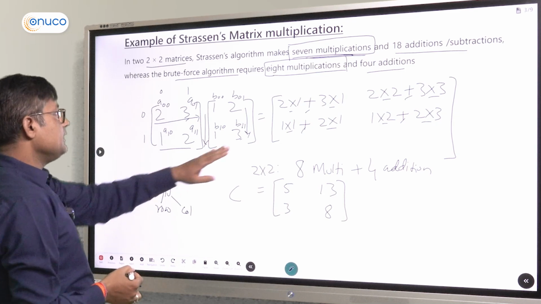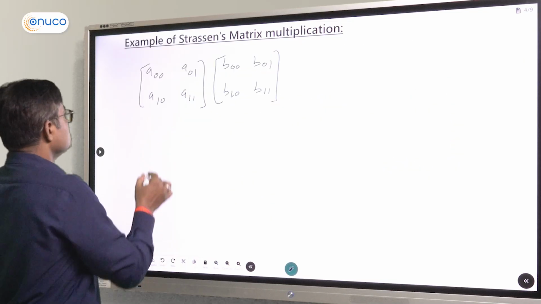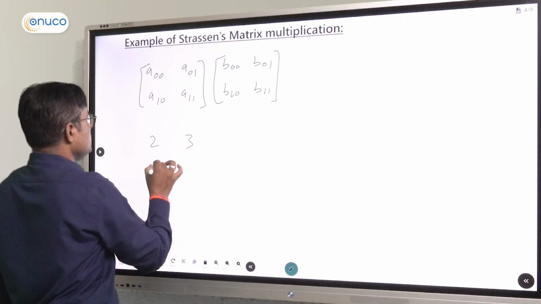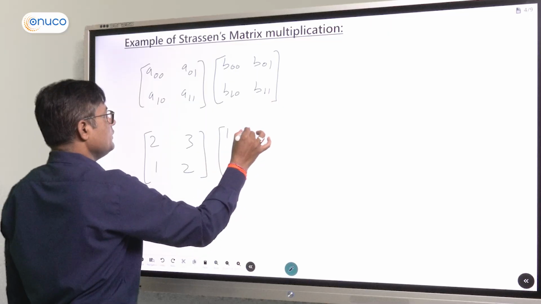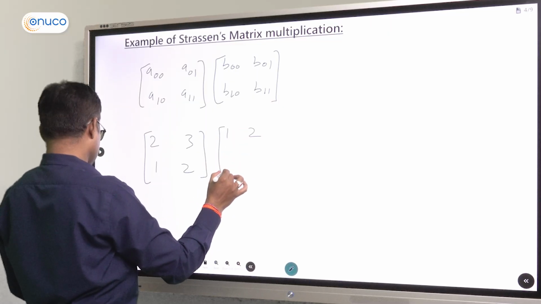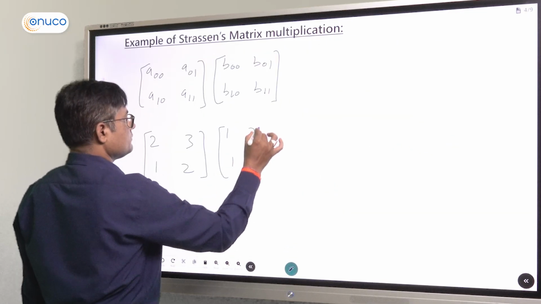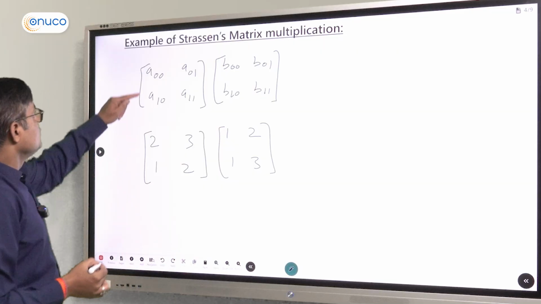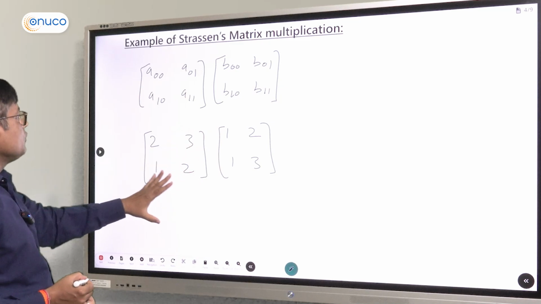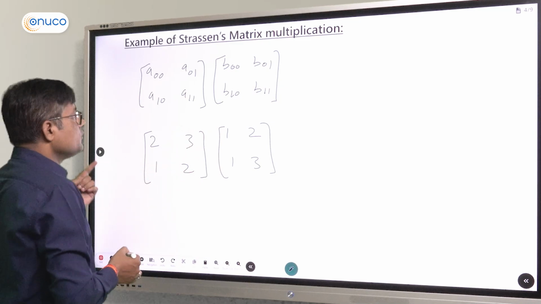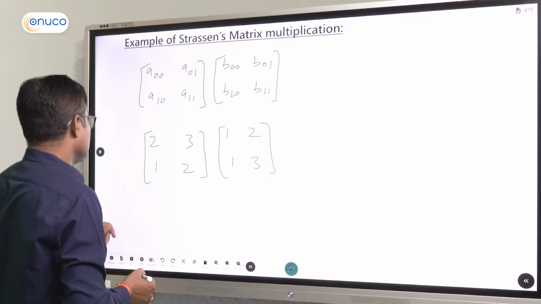Now, by taking the same example, what do we have here? 2, 3, 1, 2. So here we have 2, 3, 1, 2, and we have 1, 2, 1, 3. Right? Now A00 means 2, A01 is 3. So these are all the values. We are going to note them down before we apply Strassen's matrix multiplication.